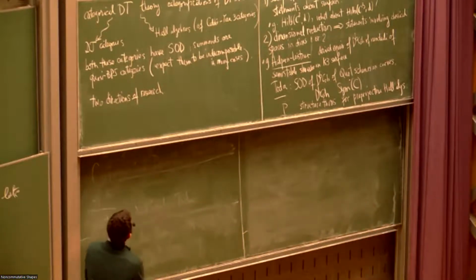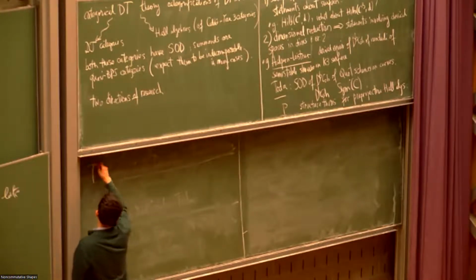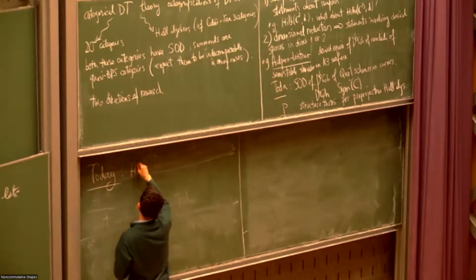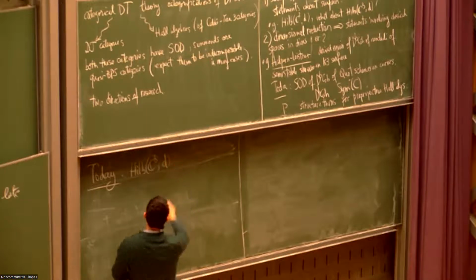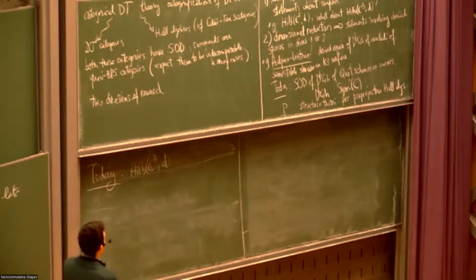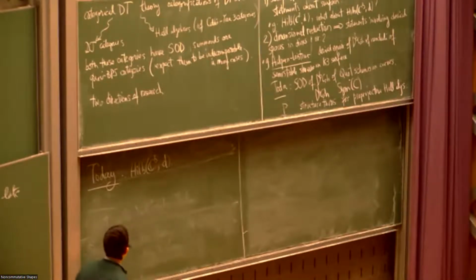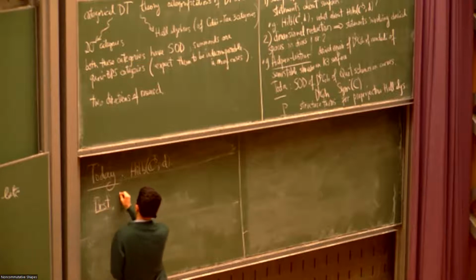Okay, so the plan is to talk about the Hilbert schemes of points on C^3. But before we do that, let's see what results are known about the Hilbert schemes of points on C^2 and what we're trying to generalize. So first, we'll do Hilbert schemes of points on C^2.